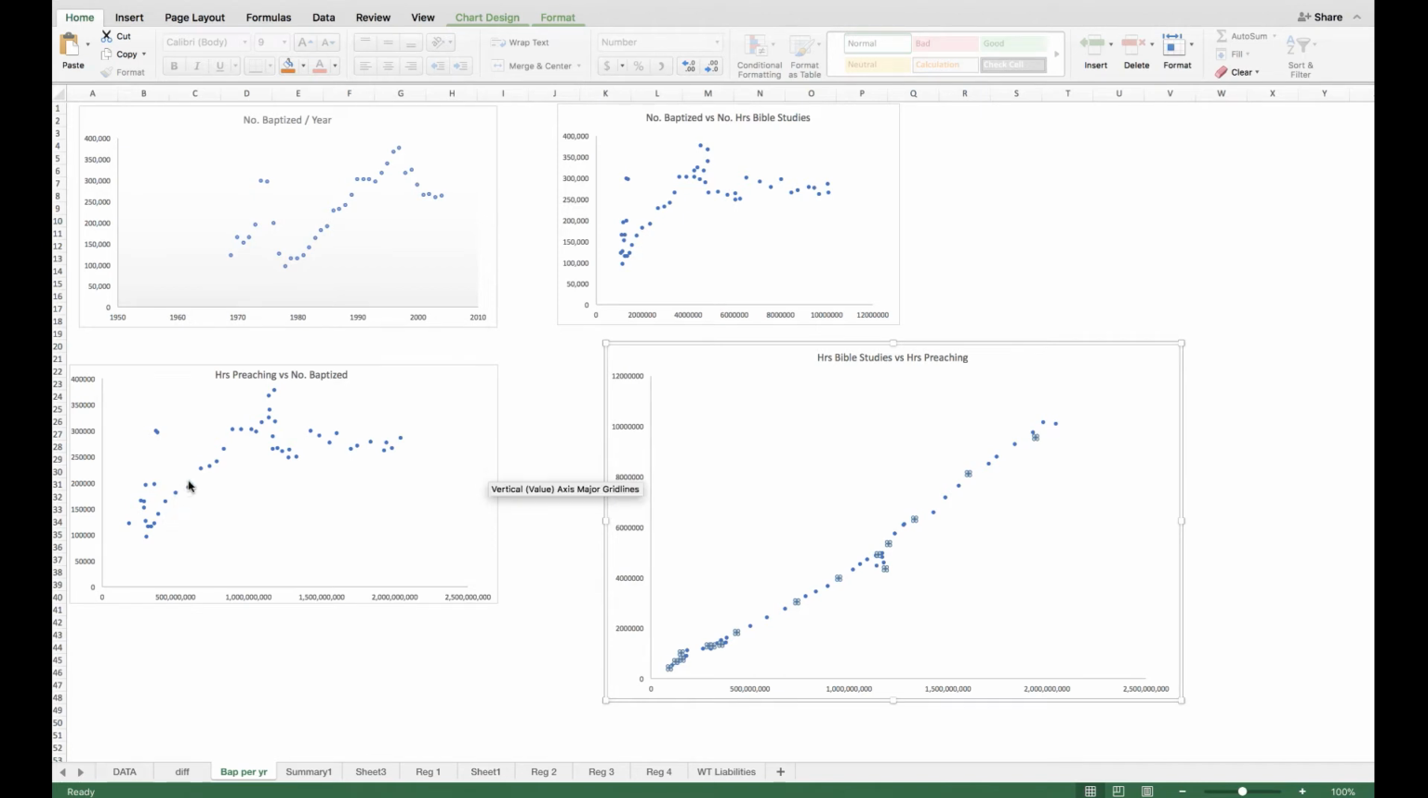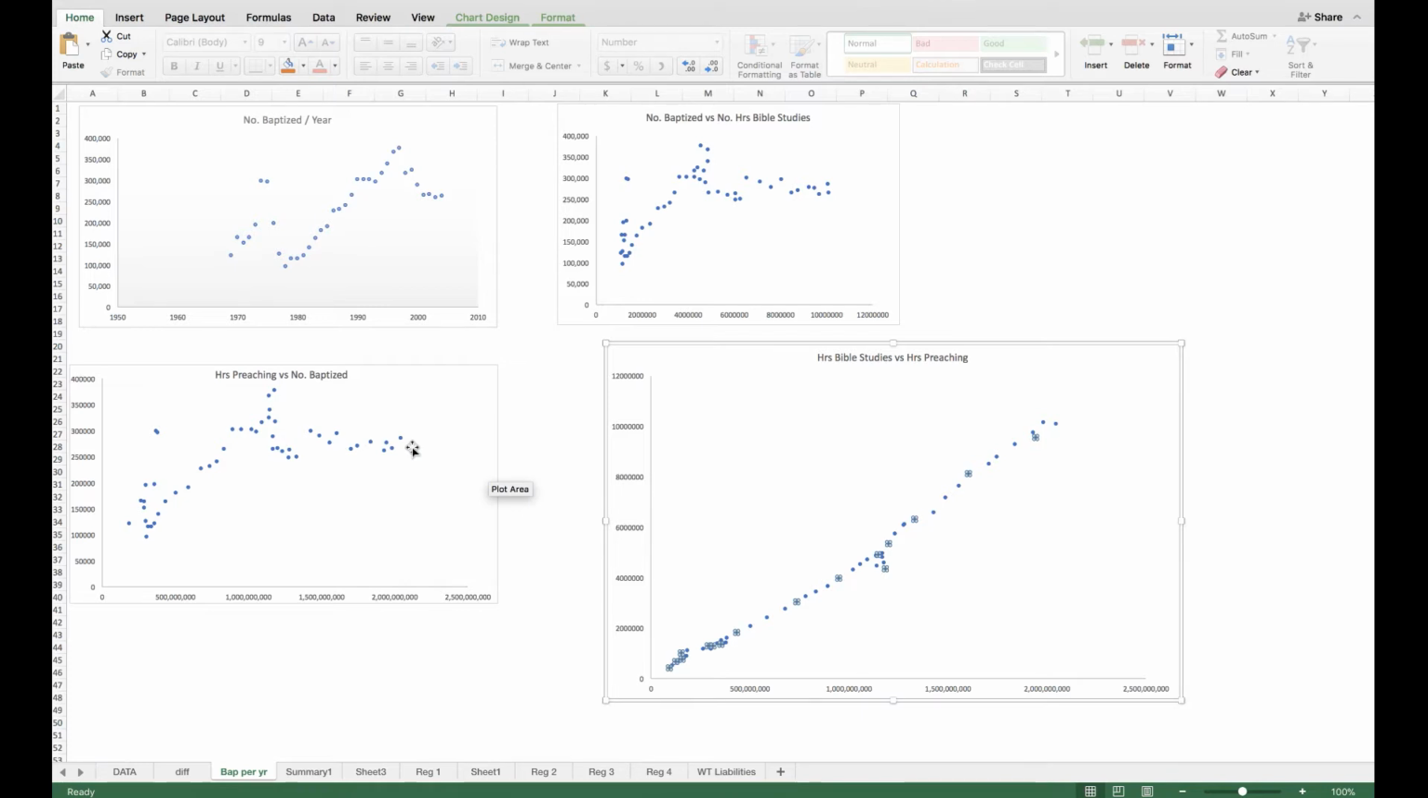And it makes sense that the greater number of people knocking on doors would yield an increase in the number of people being baptized. Okay, so that makes sense. But then up here around 1997, it falls off and then flattens out.